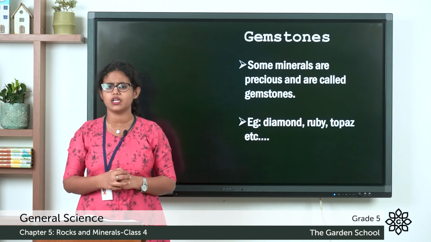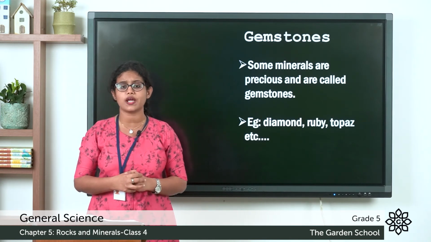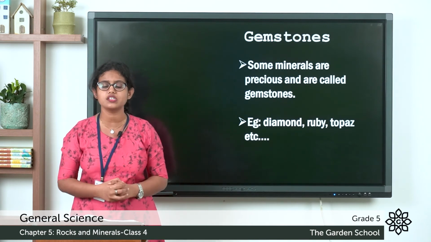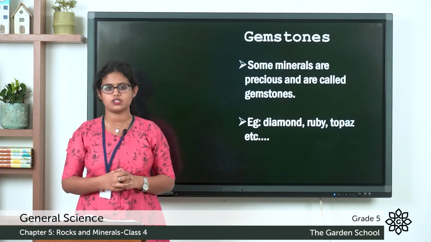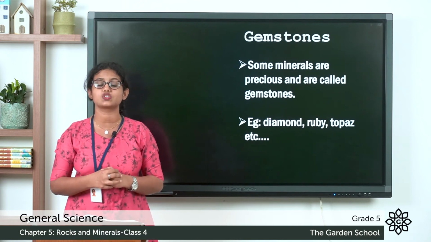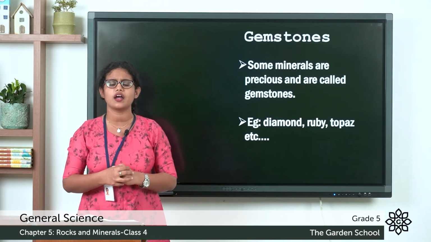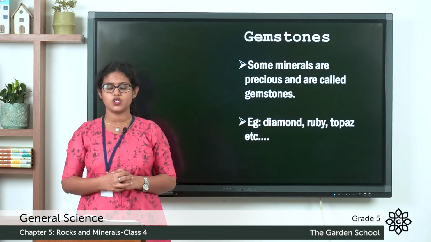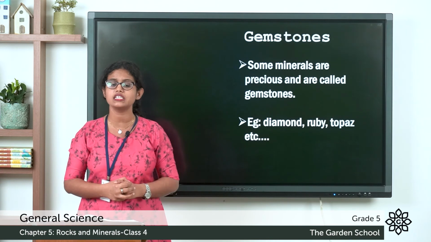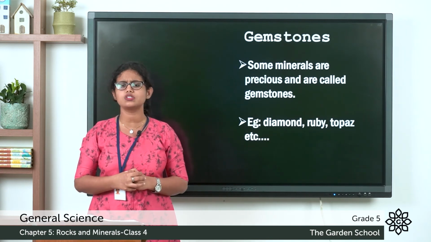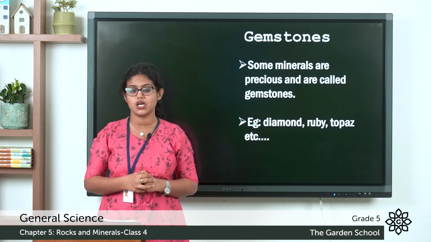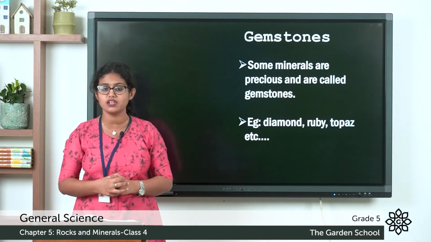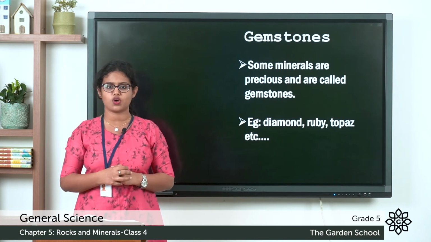And these precious minerals, you know how do they occur? These precious minerals occur as crystals in the earth's surface. They do not occur as a part of rock, but they occur as crystals, which have a definite pattern and shape. And we use these gemstones for many purposes. We use them for making expensive ornaments. So precious minerals are called gemstones.